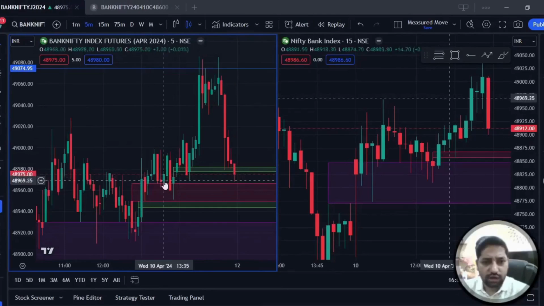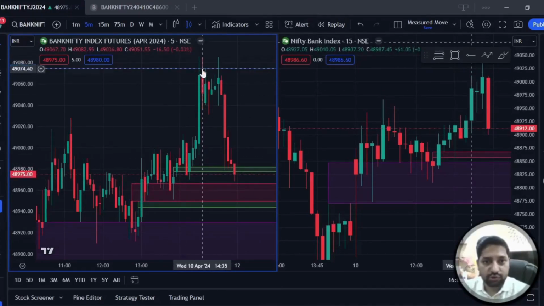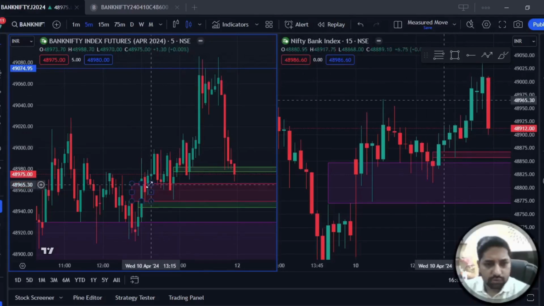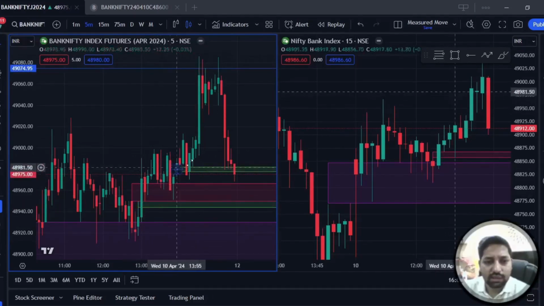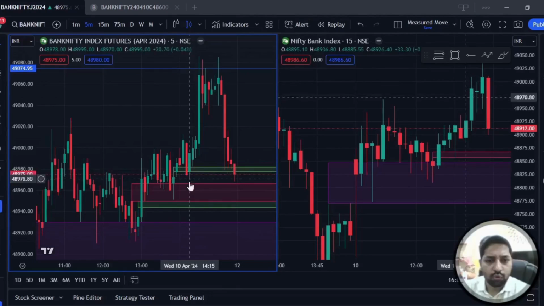This was a 100 points trade in options for me. I had bought the 48,600. This was my entry, and I got out here. It was a clean 100 points trade. I could clearly see the inner workings, what was going on.